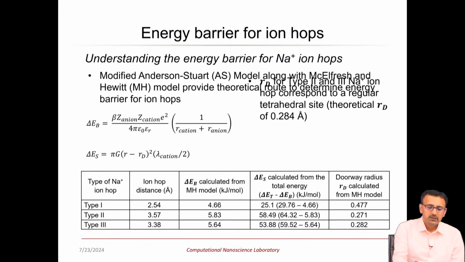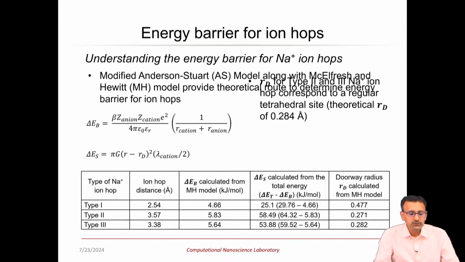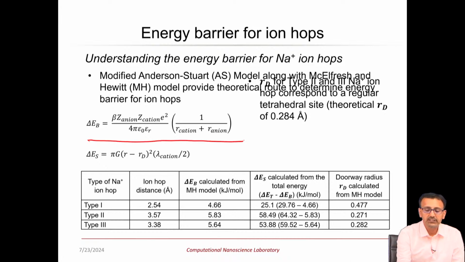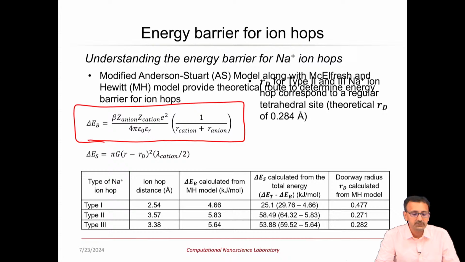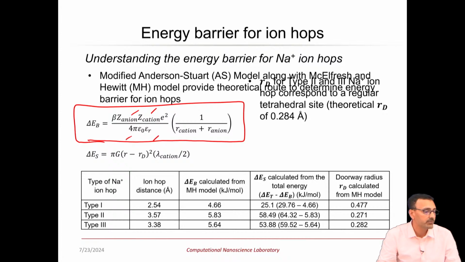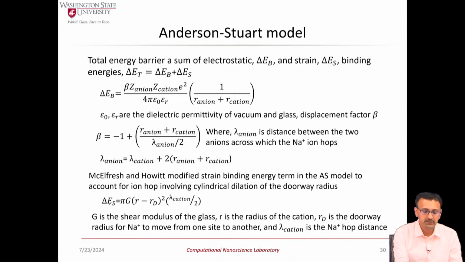Okay. So, what we did is we used the Anderson-Stewart model in conjunction with our calculated total energy barrier. Directly from the simulations, we are able to calculate each of the terms in the electrostatic binding energy, the electrostatic contribution to this barrier, because we have all these parameters available from our calculations directly. We can plug it in and we can estimate delta EB. We have the total energy barrier already from our nudged elastic band calculation. So, we can subtract it and we can calculate the strain binding term.